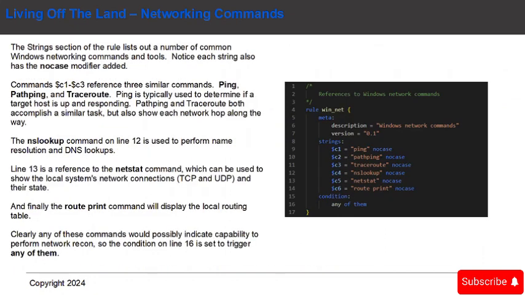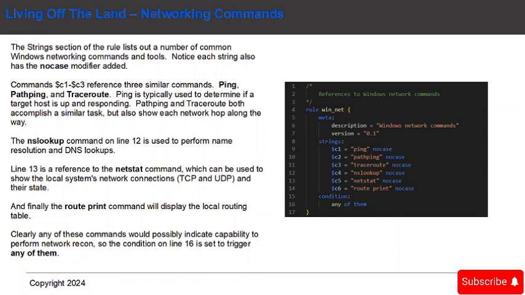Now, if you notice, we're going to embed a number of different command strings. You can see them listed here in the sample rule file. All of them have the nocase modifier applied to them. That way, it will be case independent when the rule is executed. Now, the first three commands, command 1 through 3, are all very similar. They're about discovery. You have the ping, pathping, and tracert commands here.